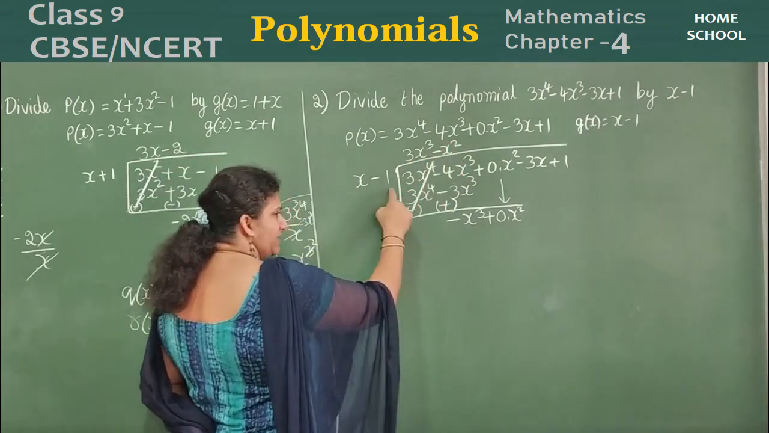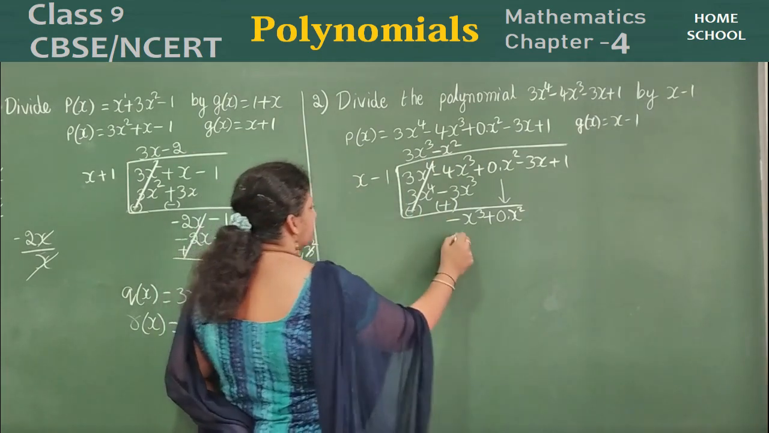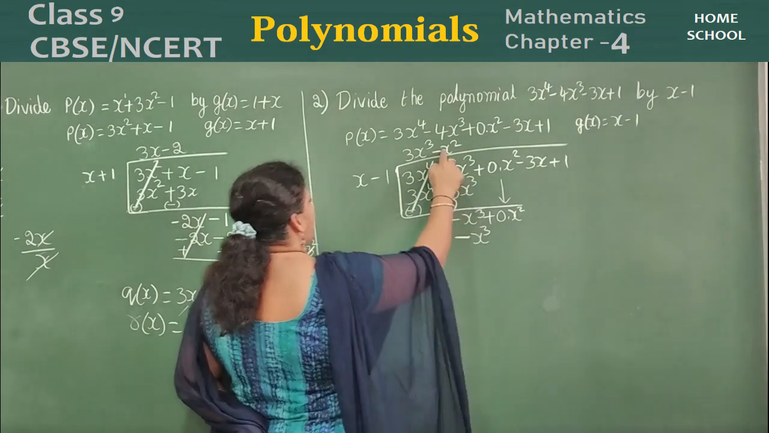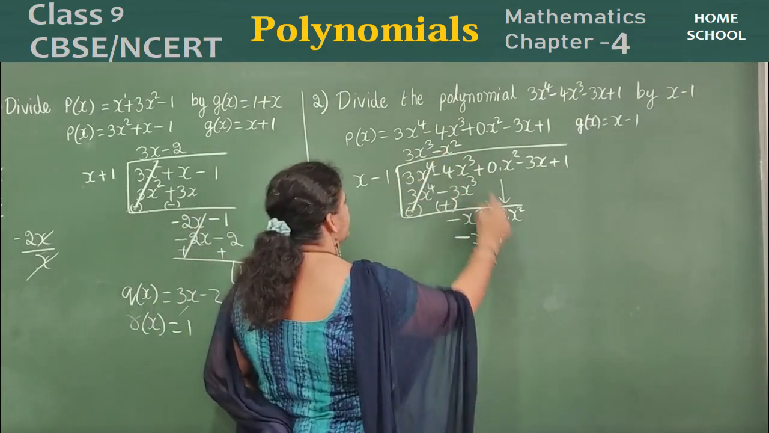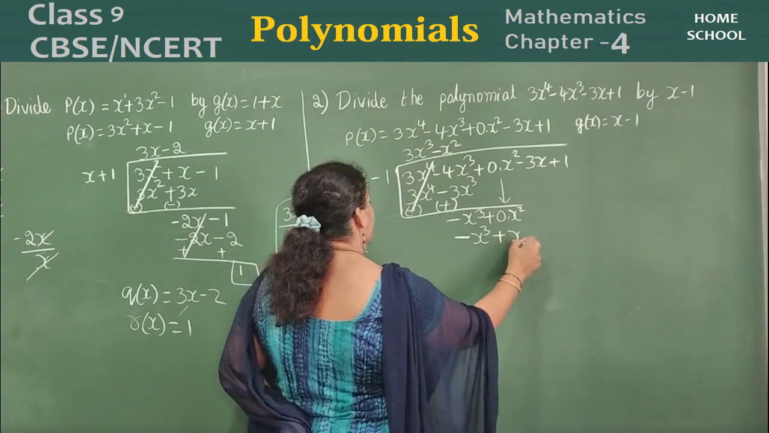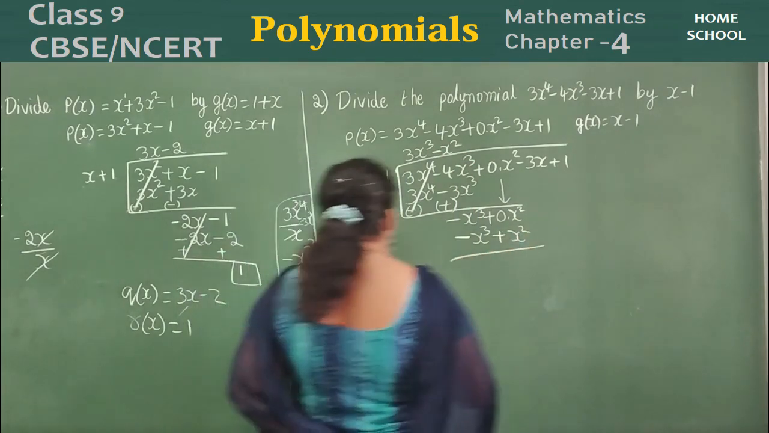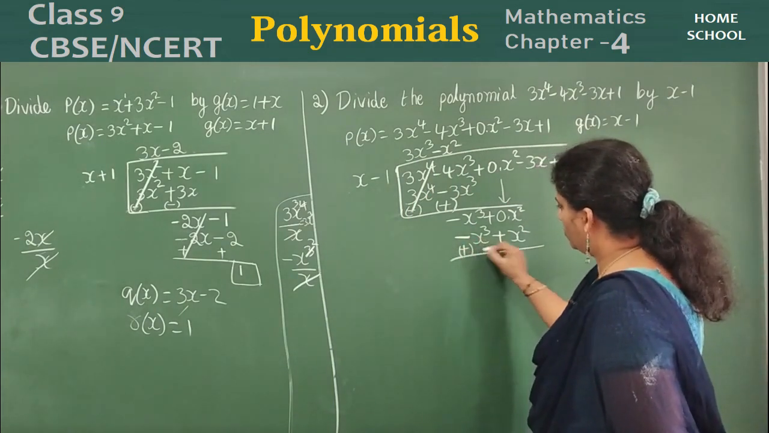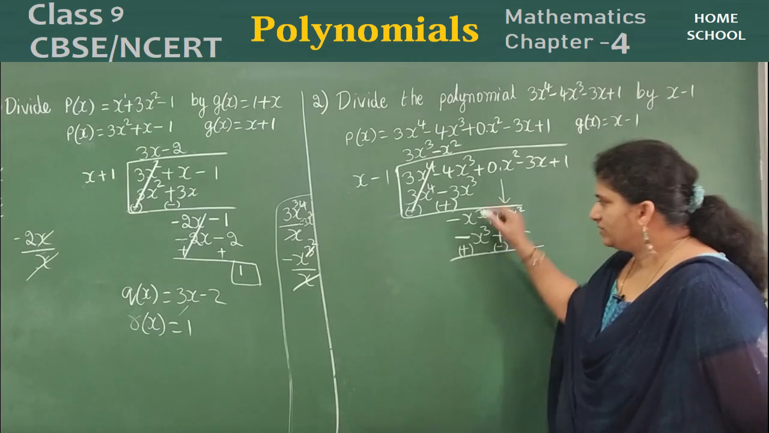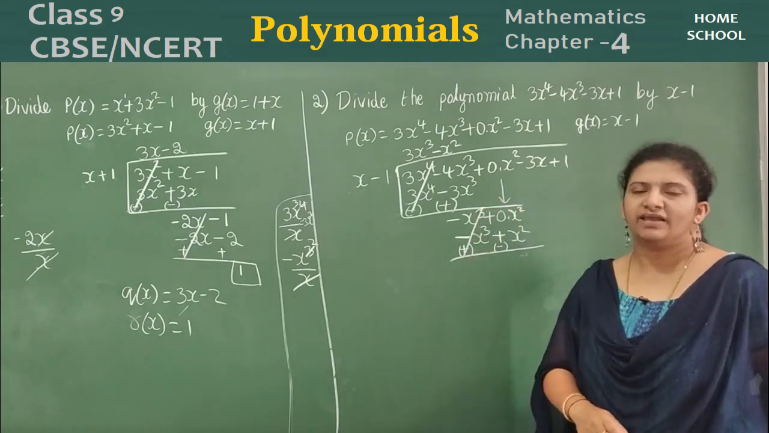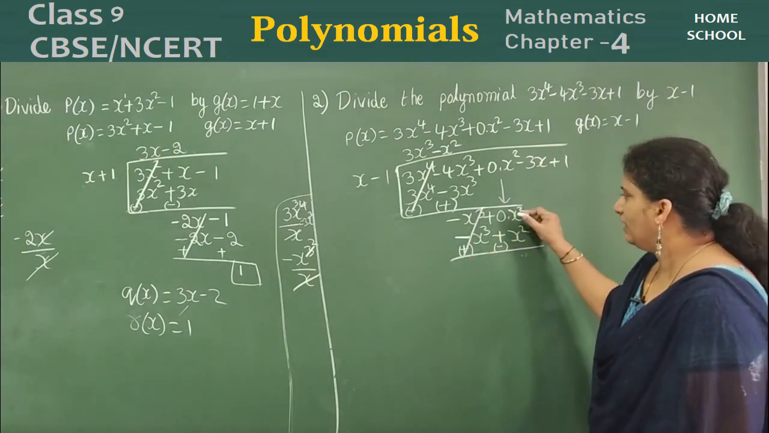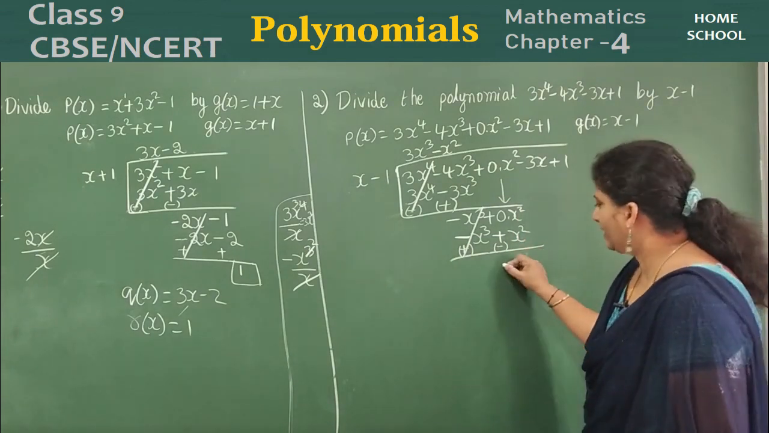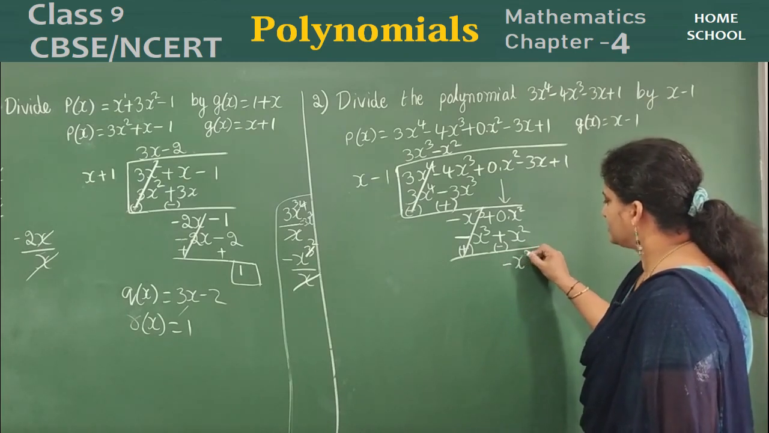Now again multiply this, children. Minus into plus, minus. X square into x, x cube. Minus into minus, plus. X square into 1, x square. So now again, the sign will be changed. So look here carefully. X cube minus x cube plus x cube will be cancelled. And you are left with 0 and x cube. You can leave it. And this will be minus x square.